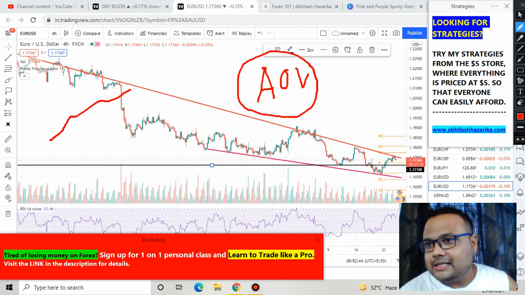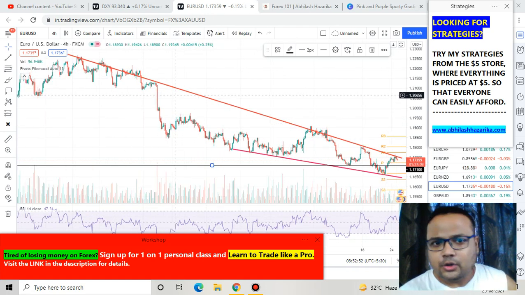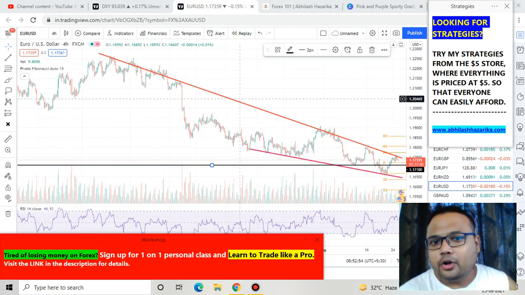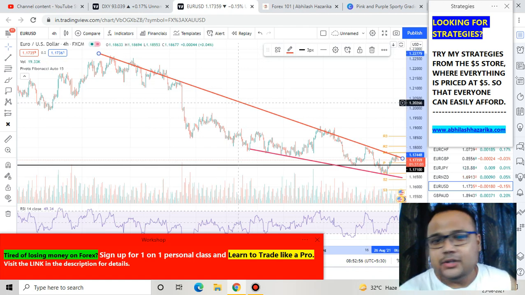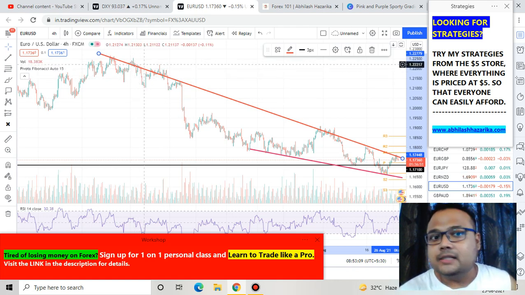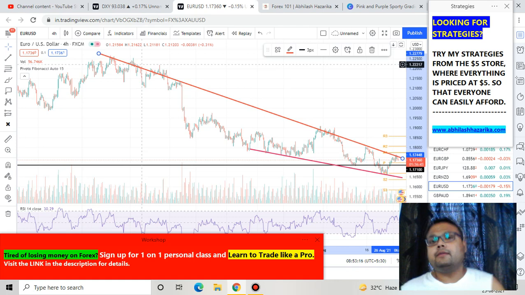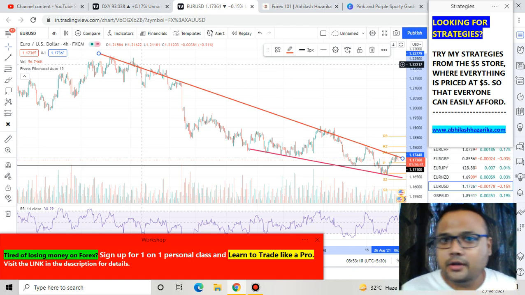And as you can clearly see, Euro USD is in downtrend, and I have already drawn a few lines here on the chart. First and foremost, I would like to talk about this trend line. As you can clearly see, this trend line has been acting as a dynamic resistance for the market for quite some time. In simple words, whenever the market was trying to go up, this trend line acted as a resistance and the market failed to go up. So this trend line is a very strong resistance for the Euro USD chart.